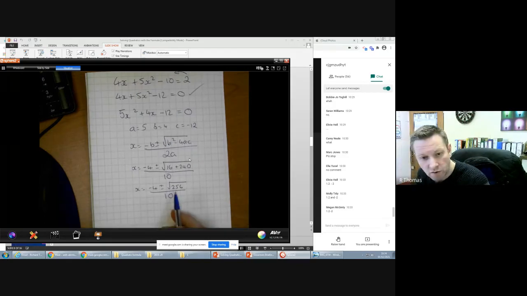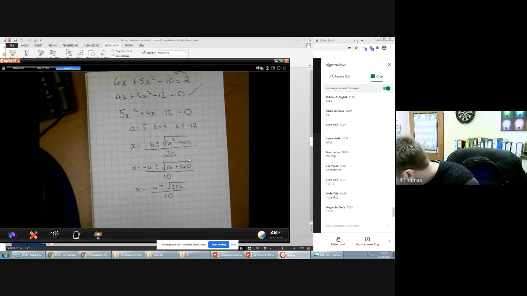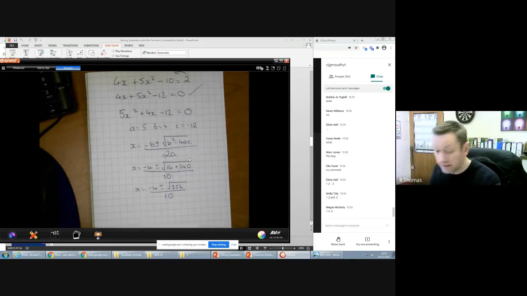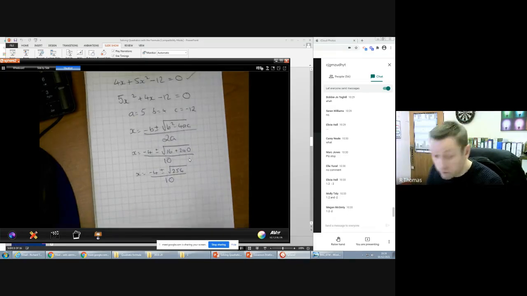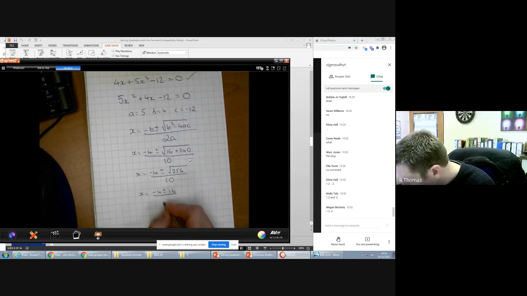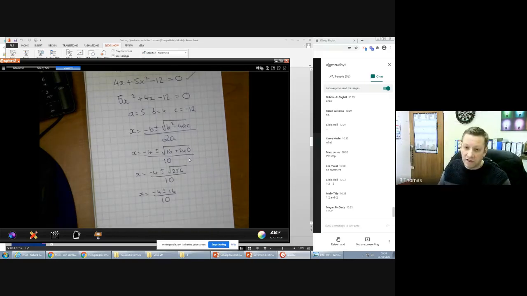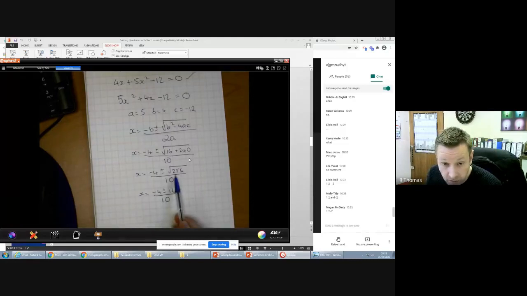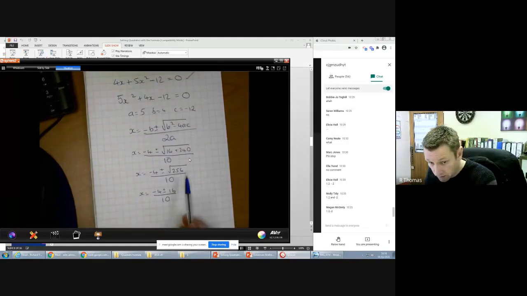I think the square root of 256 is 16, isn't it? Check that. Square root of 256 is 16. All right, so I'm not even going to use a calculator for this. So I've got x equals -4 plus or minus 16 over 10. Obviously, you would have used a calculator, I know that, right? But nerd skills kicked in there, and I spotted 256, which I know is a square number.